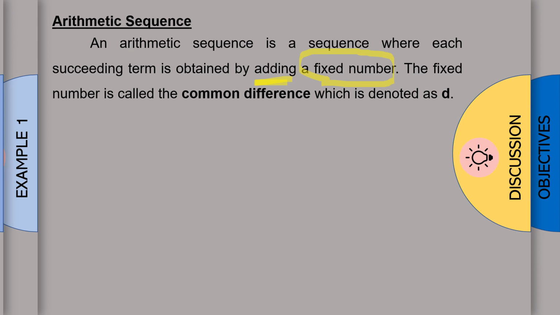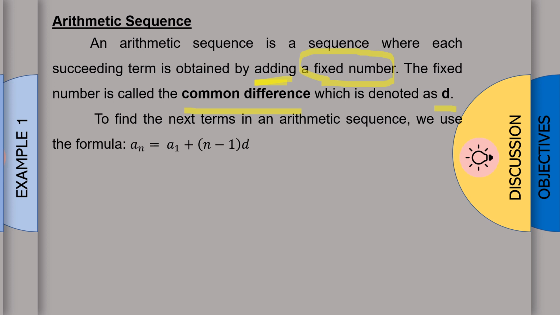And then dito, papangalanan natin yan. Yung fixed number na sinasabi natin doon sa first discussion natin, yun yung magiging guide natin at yun yung magiging key para makuha natin yung mga next few terms in a given sequence. At ngayon, siya ay tatawaging common difference, denoted by small letter d. So, yung fixed number na ina-add natin to obtain the next few terms of a given sequence, ang tawag ngayon sa kanya ay common difference, which is denoted, so may symbol siya, small letter d.